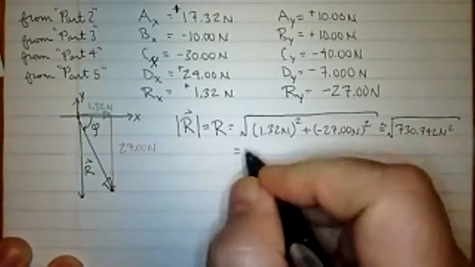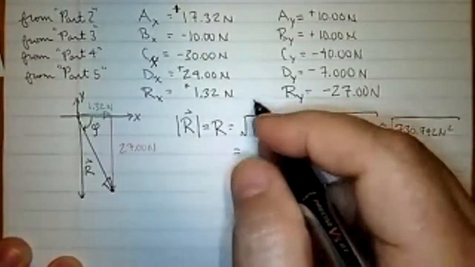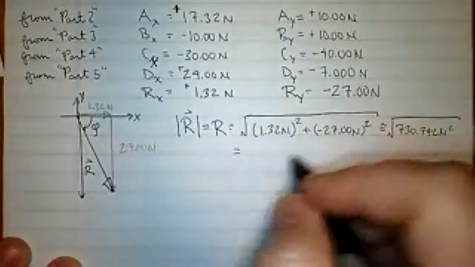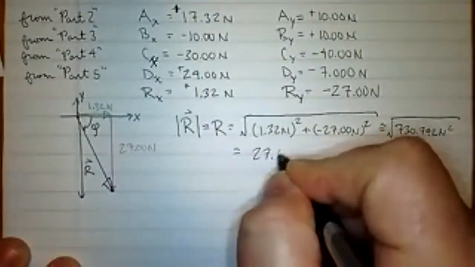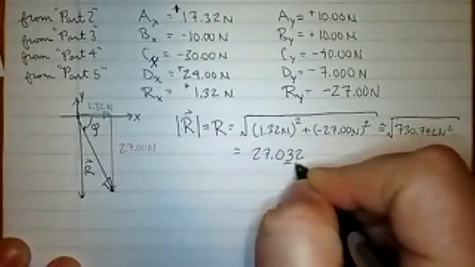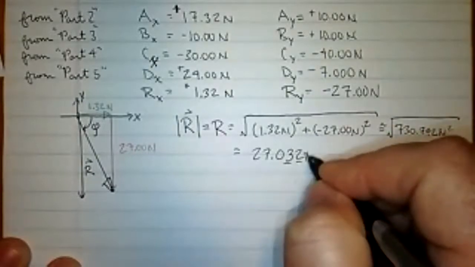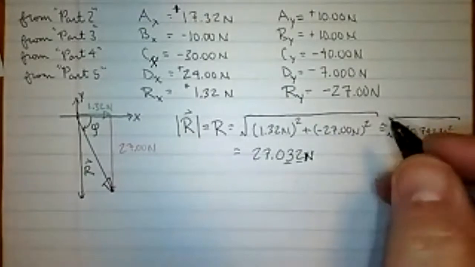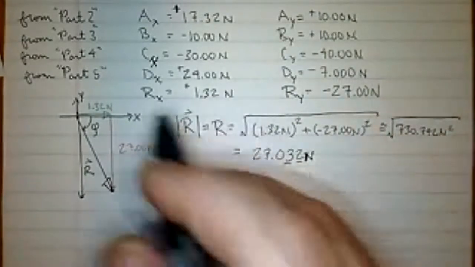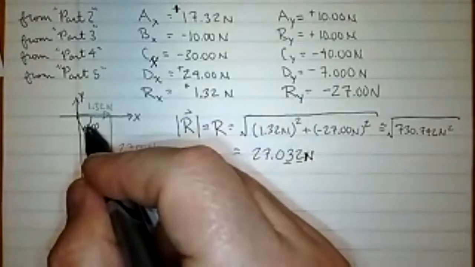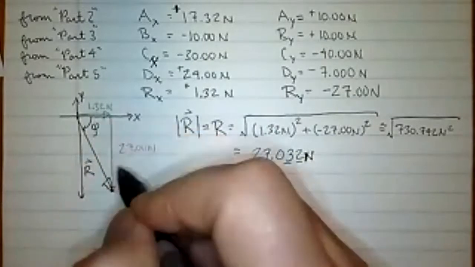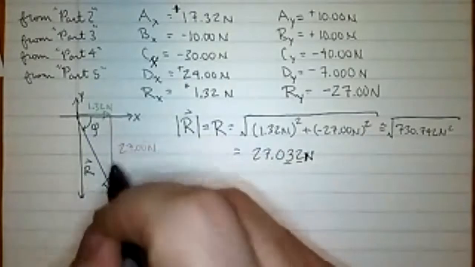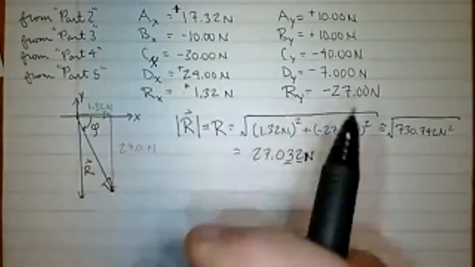The answer turns out to be a magnitude of 27.032. And I underline the 3 and the 2 just to remind you that those two are not significant figures according to sig fig rules. Now, I can also say that if I take the tangent of phi, that's opposite over adjacent. Notice I'm not going to use any signs. I'm just going to use opposite and adjacent without any signs.